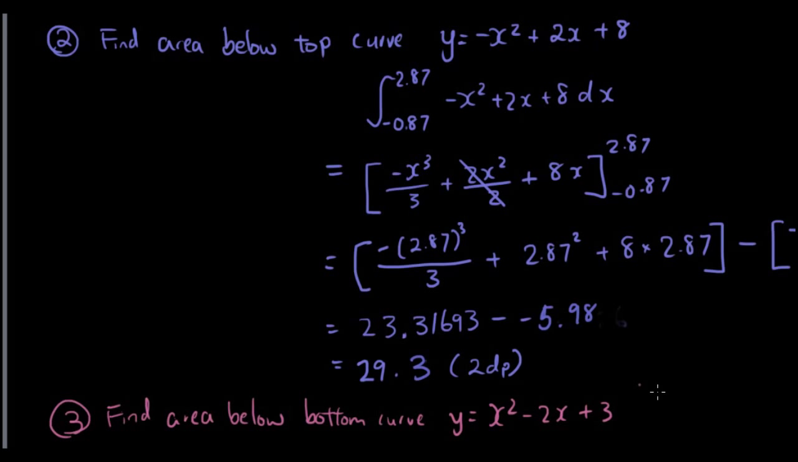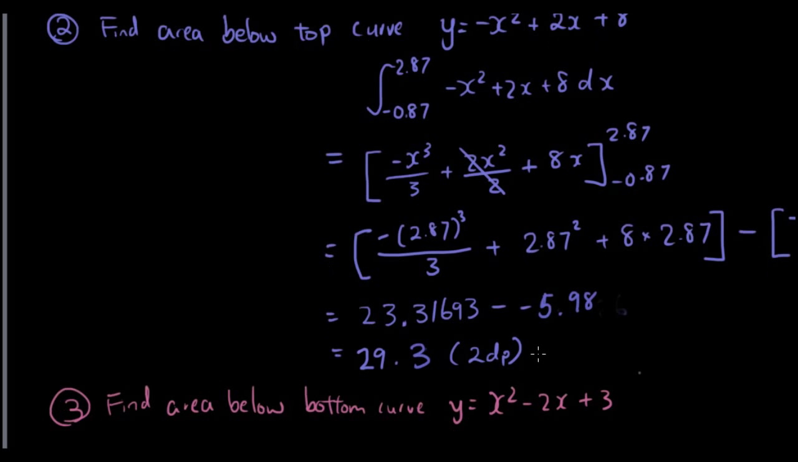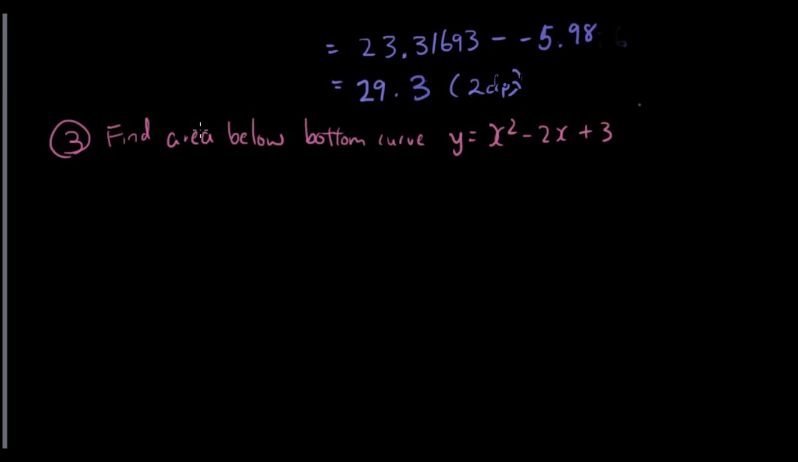Now the next step is we're going to find the area below the bottom curve. So we are pretty much going to repeat the exact same steps. Find the integral from -0.87 to 2.87 of this equation dx. I won't bore you with the details. I'm just going to work it out and show you the answer.